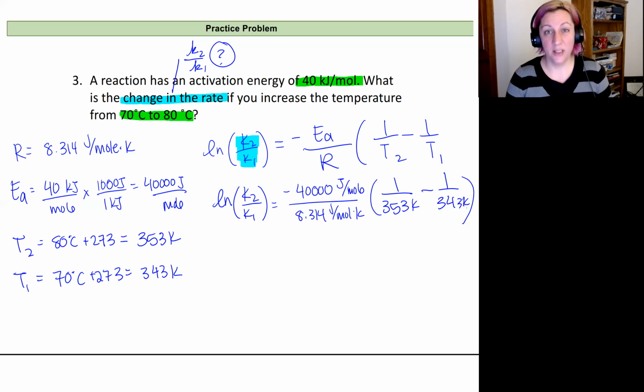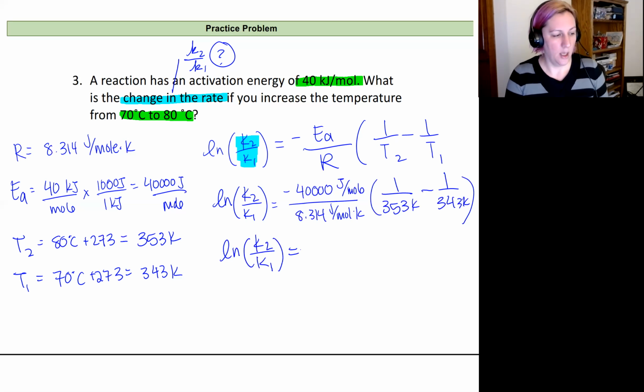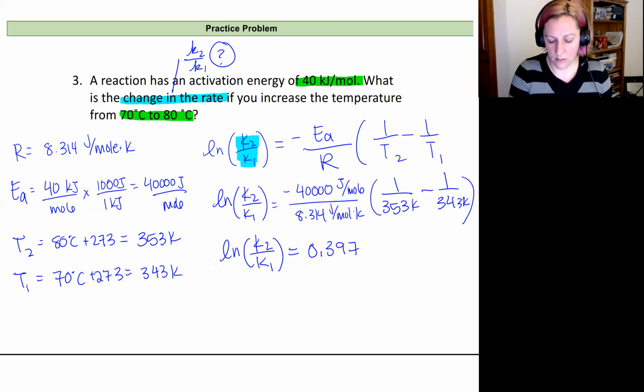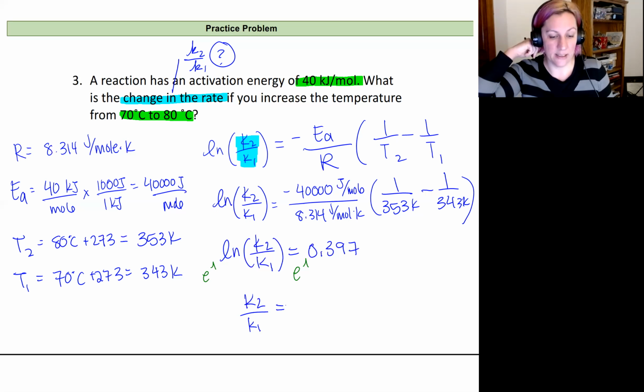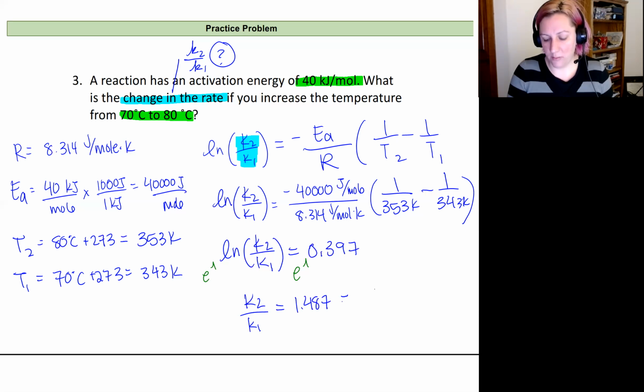So I'm going to just plug everything on the right-hand side into my calculator, and I'm going to get the natural log of my ratio of rate constants is equal to 0.397. All right, so from there, I just now need to do e to the power for both sides, so that I can isolate my ratio of Ks. And I'm going to get a value that is 1.487. So it's really going to be 1.5.